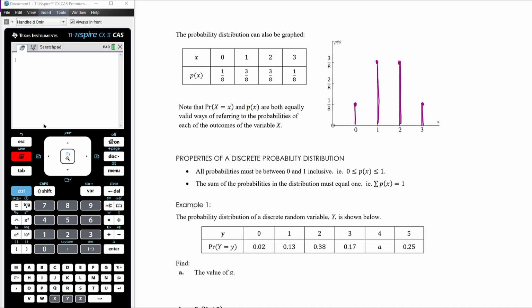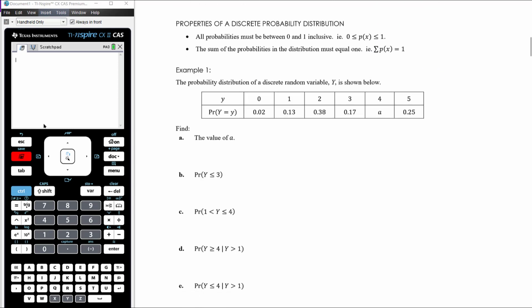So, properties of a probability distribution. All probabilities must be between 0 and 1 inclusive, okay? So every single value here obviously has to be somewhere between 0 and 1, or else it's not a probability, and the sum of the probabilities in the distribution must add to 1. Otherwise, you've missed an outcome. There's an outcome missing if all the probabilities don't sum to 1. All right, so those are the 2 key criteria.